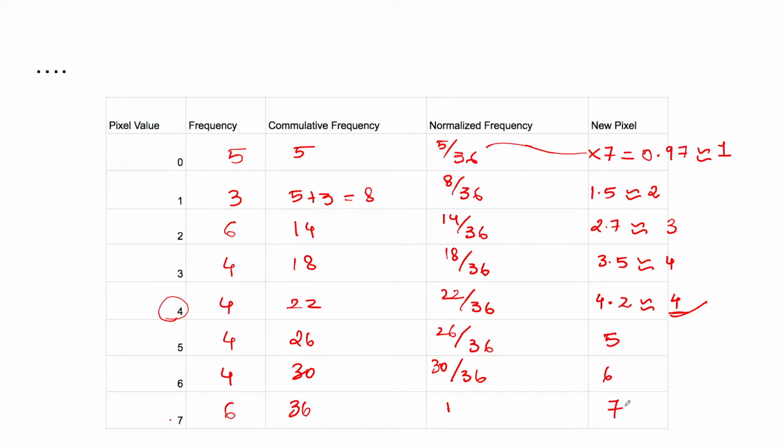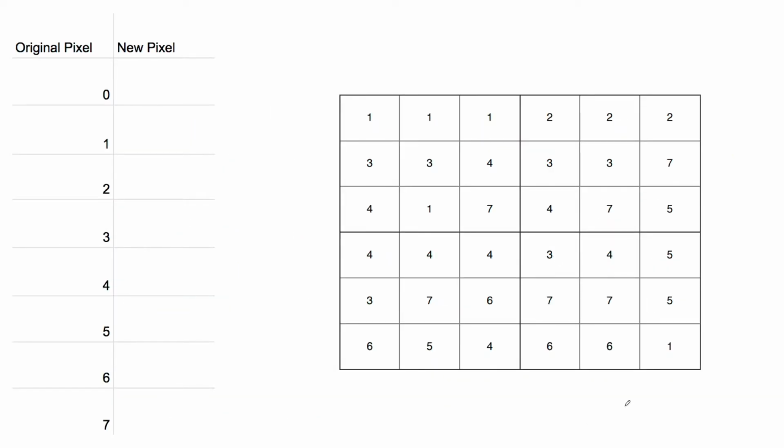So once we have the new pixel values, let's exactly see what has happened. We now see that the original pixel value, which was 0, is now 1. And 1 is now 2. 2 is now 3. 3 is now 4. But after 4, everything is the same. That is 4 is 4, 5 is 5, 6 is 6, 7 is 7.